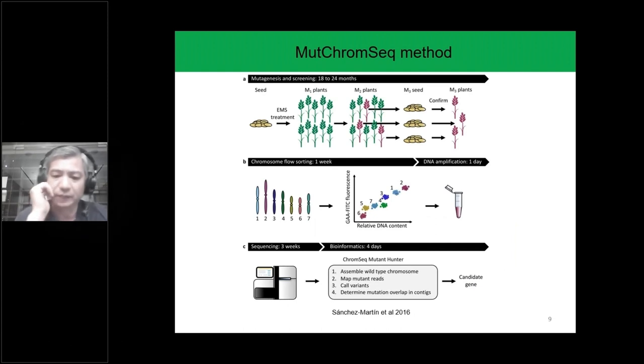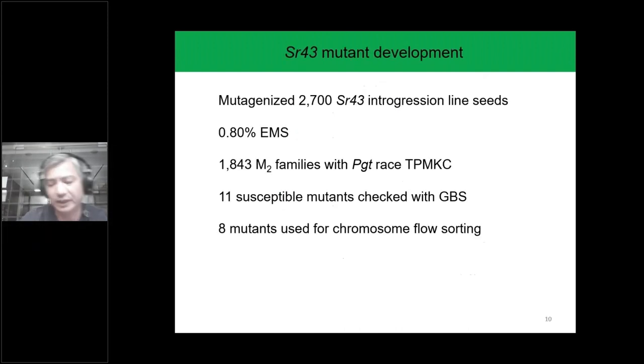MutChromSeq was developed by Sanchez-Martin in 2016, and it consists of three major steps. The first step is to develop susceptible mutants from a resistant line using EMS mutagenesis. The second step is to isolate chromosomal DNA using chromosome flow sorting. And the third step is to sequence the isolated DNA samples of the susceptible mutants and the wild type, then perform bioinformatic analysis to identify candidates.